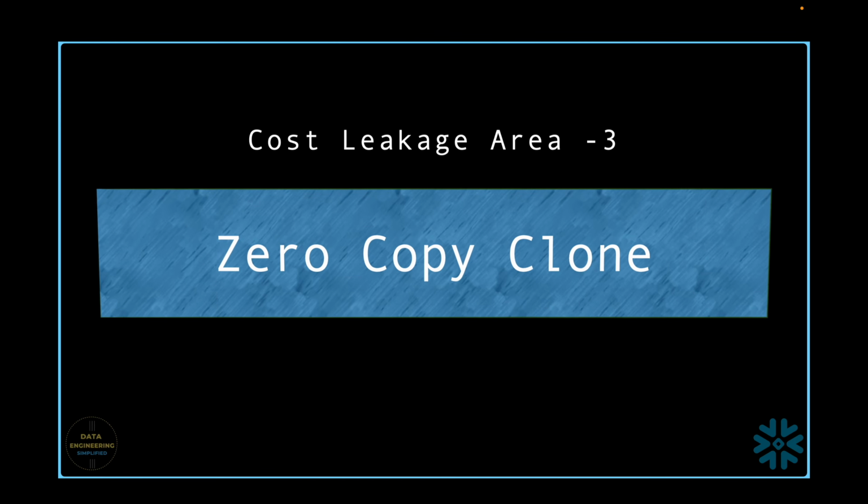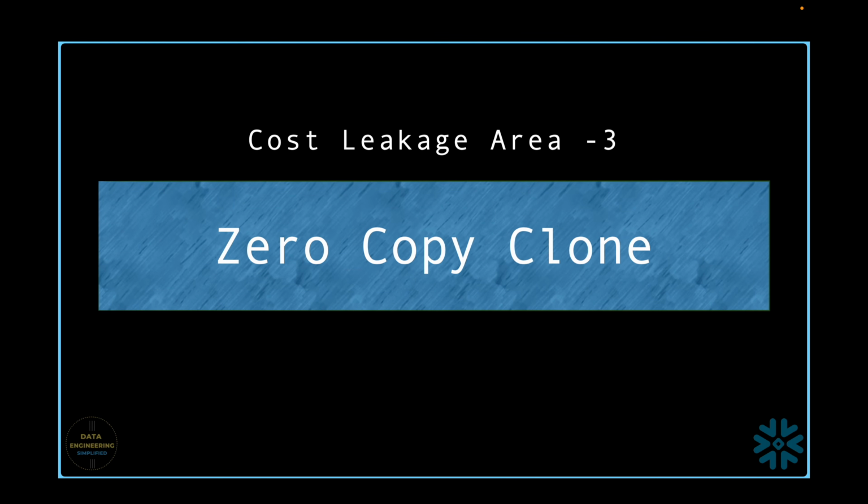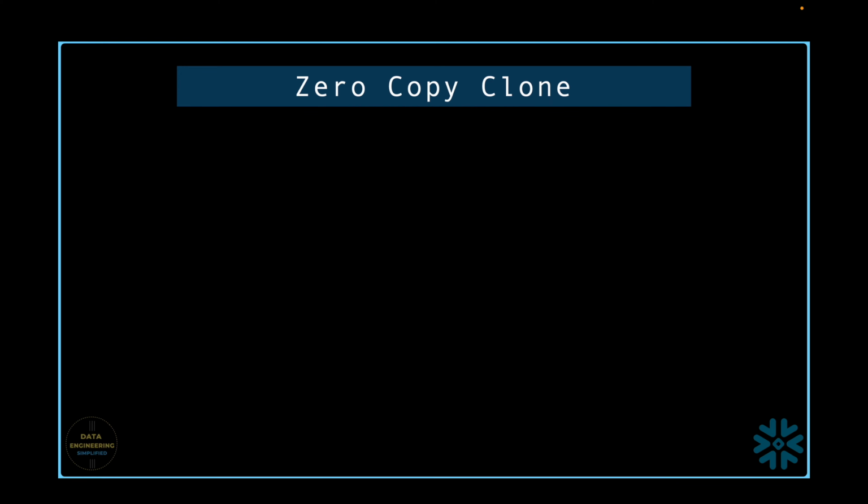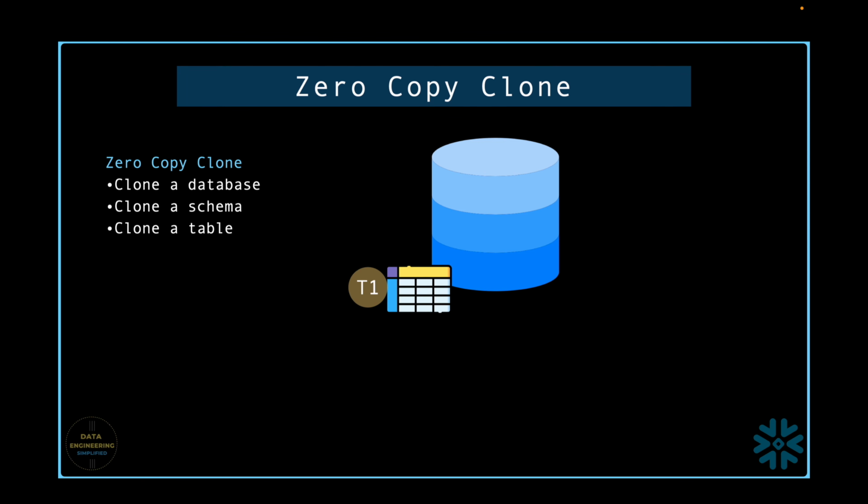Next, let's talk about zero copy clone, as this is also related to storage credit cost. Zero copy clone is a very powerful feature provided by Snowflake, and it can save a lot of cost. A clone operation can be done at database level or schema level or at table level. Zero copy clone does not copy the underlying data, and the newly created object, the so-called cloned object, refers to the internal partitions without running any copy operation under the hood.